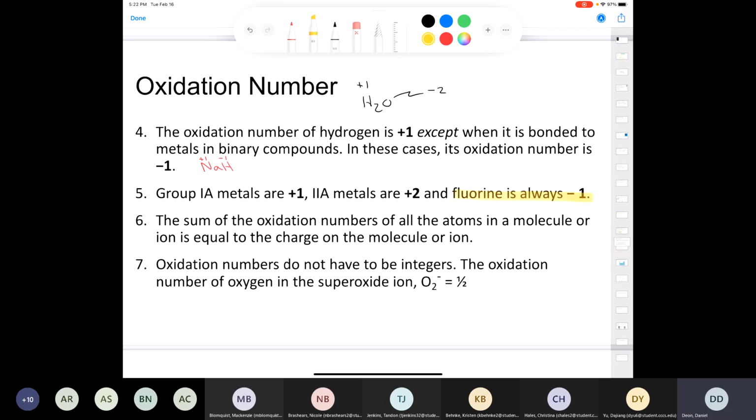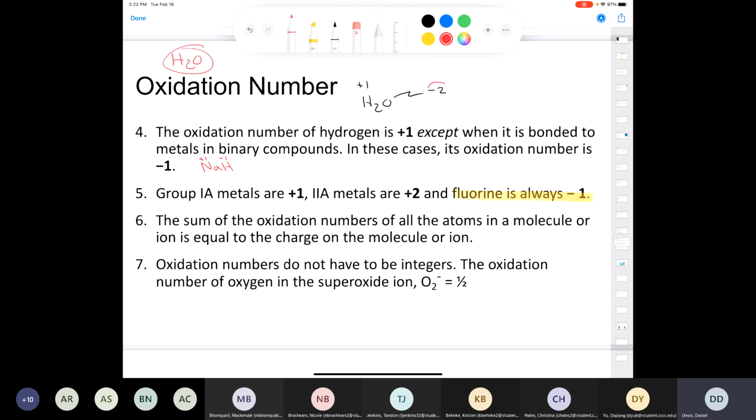You just saw me invoke the next rule. The sum of the oxidation numbers of all the atoms in a molecule or ion is equal to the charge of the molecule or ion. So if you're wondering, how did you figure this out, Mr. Dion? Well, water by itself, if I just have H2O, we don't write H2O plus. No, that's not a thing. We don't write H2O minus. That's not a thing either. Water doesn't have a charge overall.